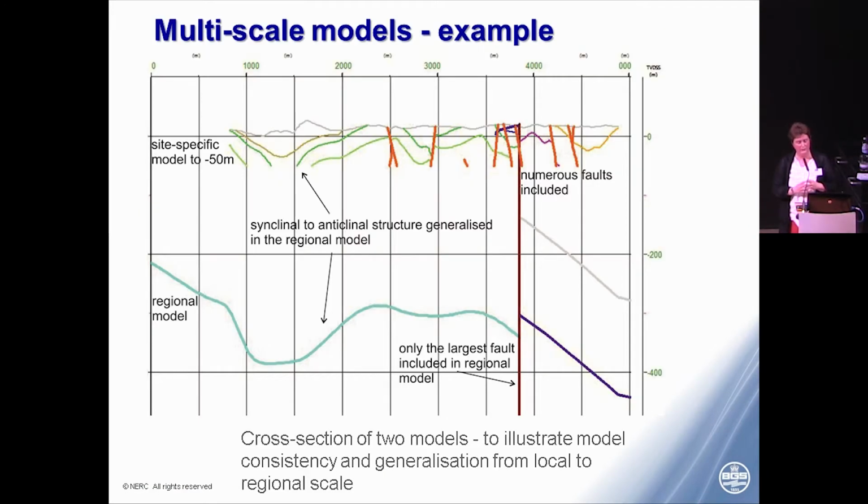And so, has it worked? Well, this is an example where it has worked. In the top of this cross-section, this is a local scale model with lots of coal seams modelled in the different colours and then faults in red. And at depth, this is the regional model where we've only got the one very big fault modelled. But you can see that the complicated fold structure, a syncline and an anticline that you can see in the local model, which is offset by lots of faults, is replicated but generalised in the regional scale model.